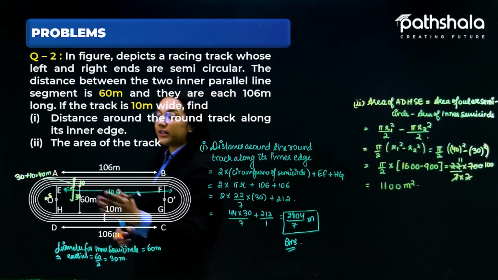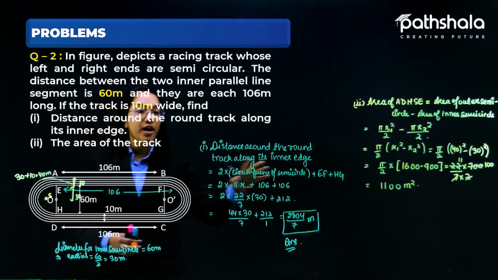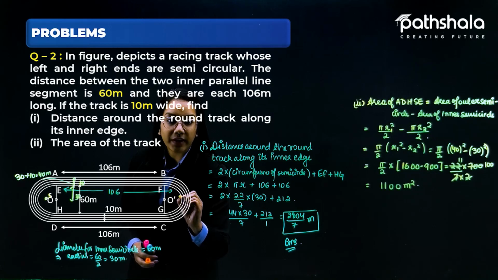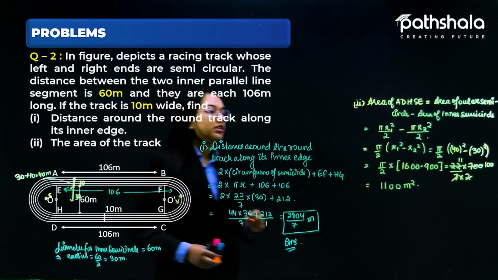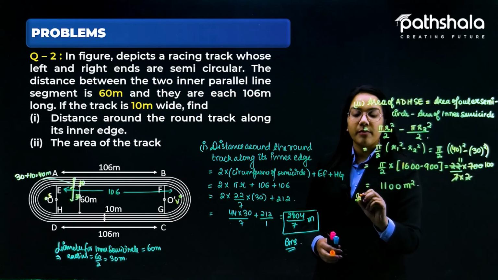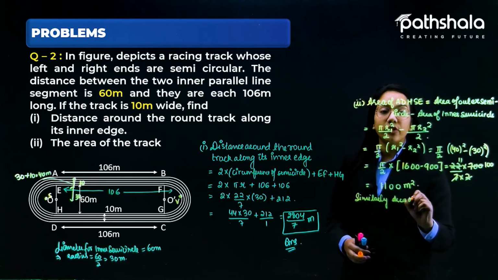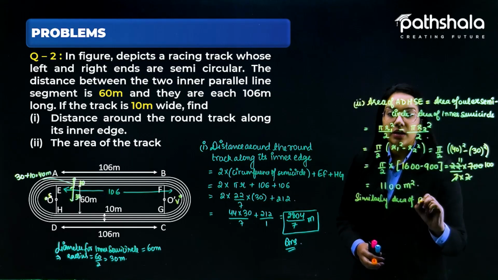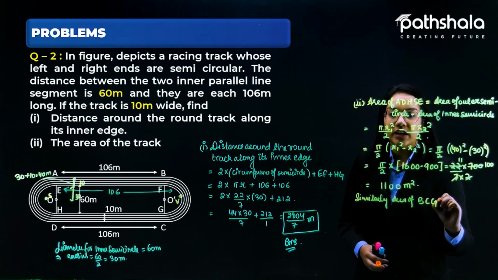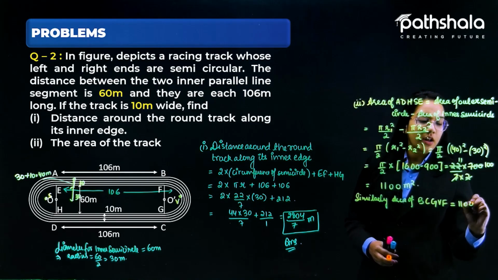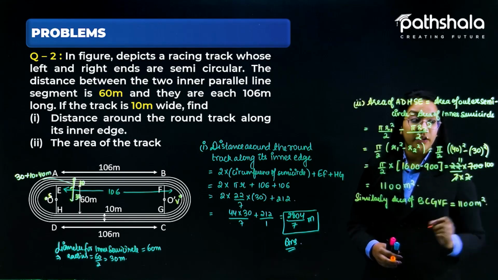And now we know that if this area is 1100 meters square, then this area, let us suppose I'm calling this particular point V. So in a similar manner, let us suppose I'm writing over here that similarly the area of B, C, G, V, F would be equal to 1100 meters square, 1100 meters square again.